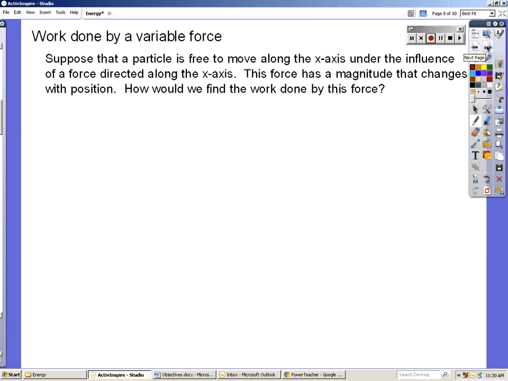Moving on, we also need to find the work done by a variable force. This is where it gets a little bit complicated. Now, let's say that you have a particle that's free to move along the x-axis, and it's under the influence of a force directed along the x-axis.